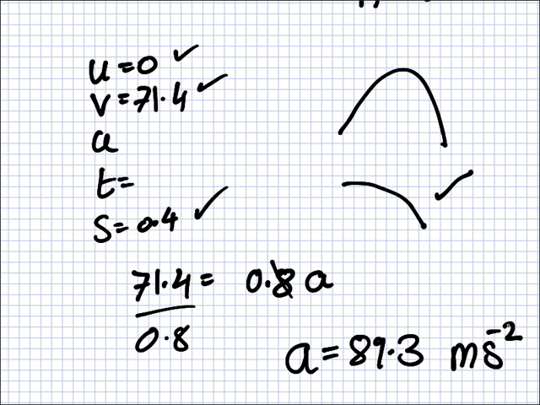So it's minus, or oh, it's plus, because it's going right. This A is for the right. The formula I used was V squared equals U squared plus 2AS.